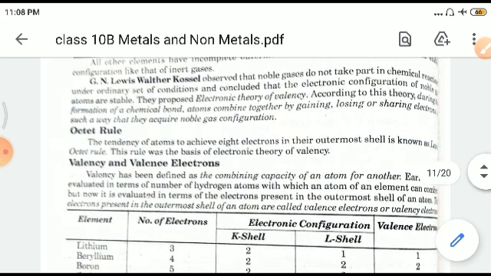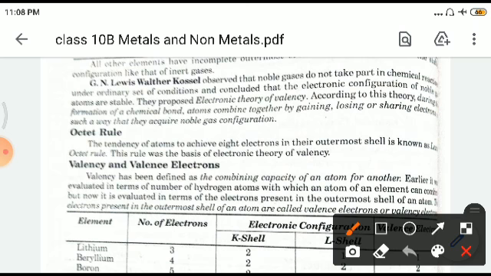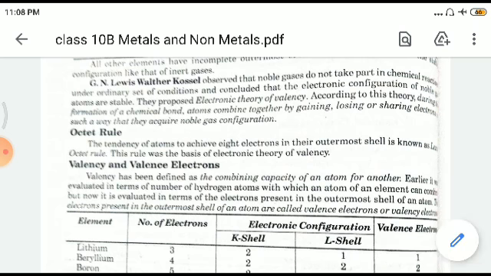This rule was on the basis of the electronic theory of valency, which suggests that according to this theory, during the formation of a chemical bond, atoms combine together by gaining, losing, or sharing electrons in such a way that they acquire a noble gas configuration. Right, so this is a very important theory, children, which you should remember.